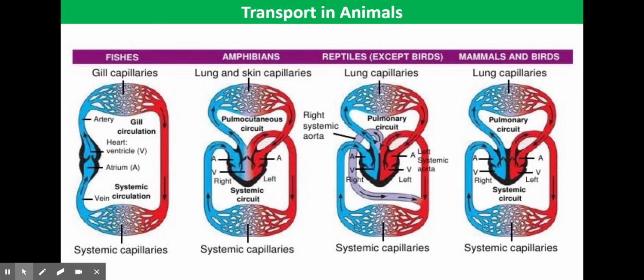Fish have a single circulatory system. The blood flows through the heart once for each circuit of the body. The blood flows from heart to gills to body to heart.